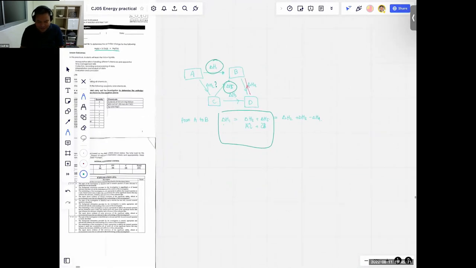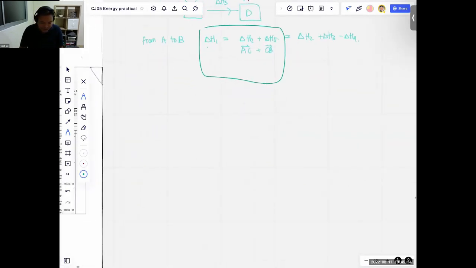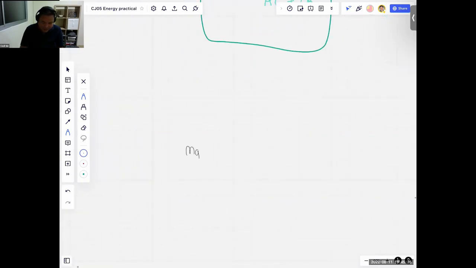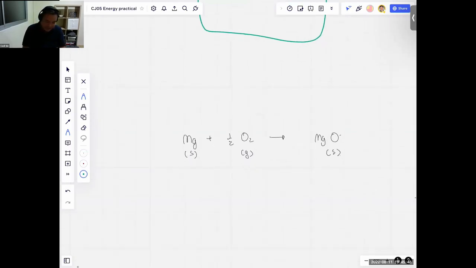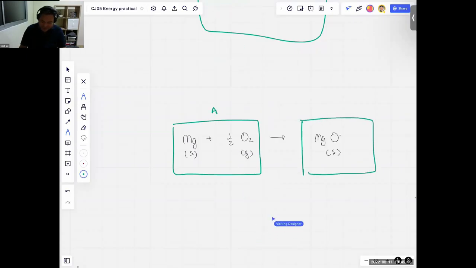In this case, they ask you to use gas, and the reaction that they want is Mg plus half O2 becomes MgO. For this chapter, state symbols are compulsory, because if you have a different state, the delta H will be different. Solid, gas. Then you label it A, B.